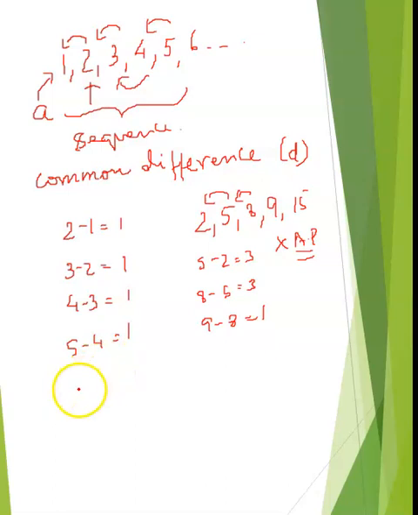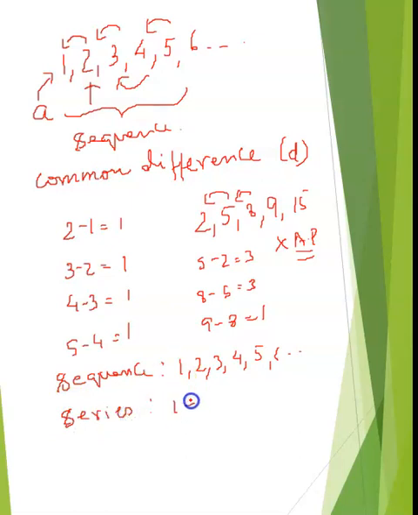Another important thing, students, is the difference between a sequence and a series. If I write 1, 2, 3, 4, 5, 6, this is a sequence. If I take the sum of this, it becomes a series. Suppose I write 1 plus 2 plus 3 plus 4 plus 5 plus 6. This is a series because I'm taking the sum.